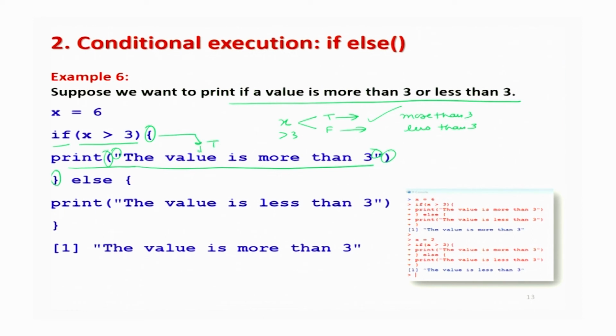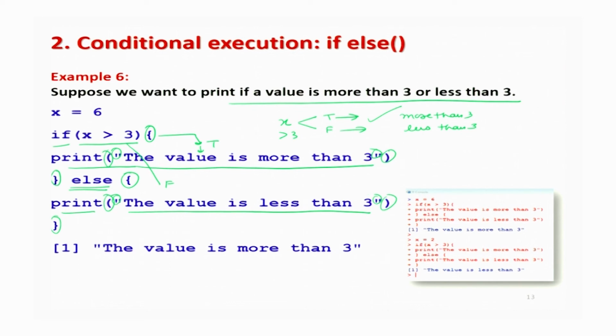So, when this is true, this is going to be operated, and if this outcome here is false, then I have to write down here else, and after that I have to write another pair of curly brackets, and I have to write here what we want to do. So, here I want to print "the value is less than 3". So, I use this parenthesis, and I write the statement within double quotes.